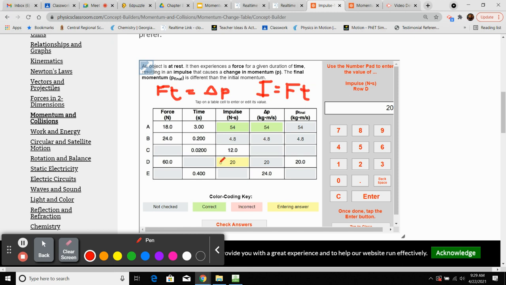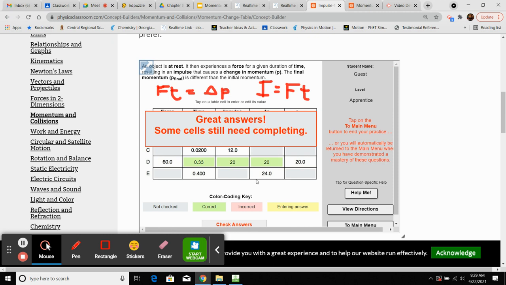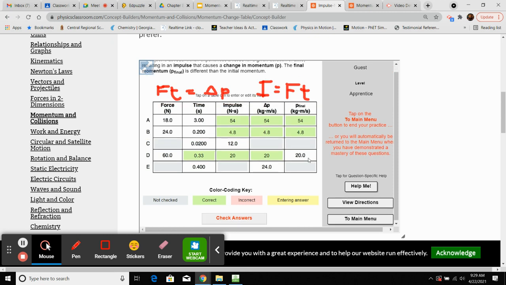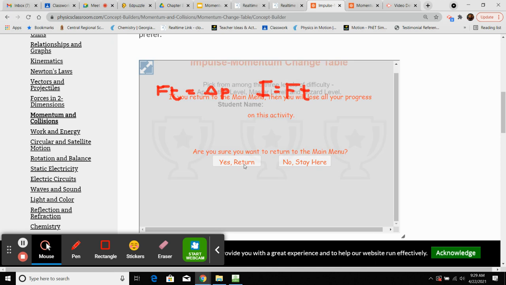If I wanted to write it like this, impulse is force times time. Okay, so I have impulse 20, so 20 equals 60 divided by t. I divide both sides by 60, so I would do 20 divided by 60, and that's, okay, it should be 0.3 repeating. So let's see how we do that. 0.33, we'll call it that. Let's see. Yup. Bang. Okay, so you guys got that one.